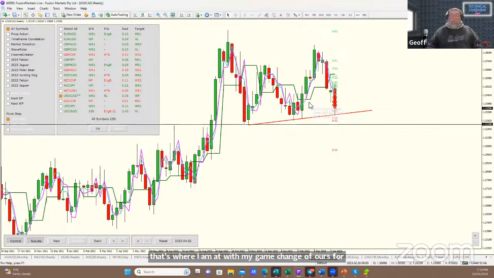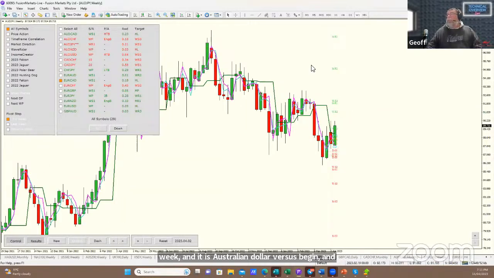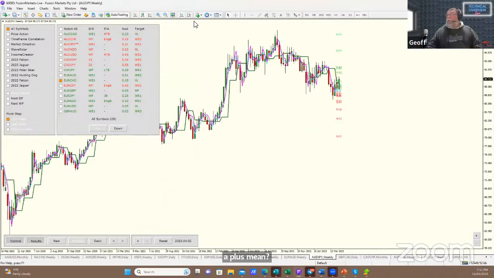There is what I call a game changer plus bar this week, and it is Australian dollar versus the yen. And I'll point this one out to you. What does a game changer plus mean? Well, it's all my terminology. It really is a game changer bar or key reversal bar followed by an inside bar. So the weekly chart's telling me, and yes, I do have a reason to think this could go short.